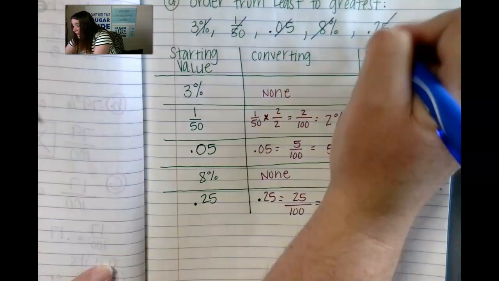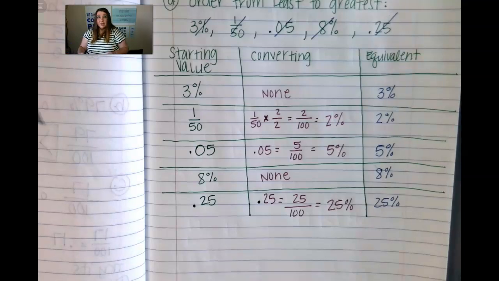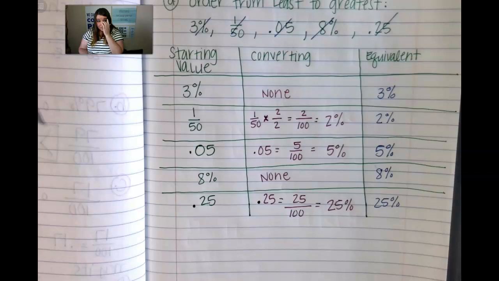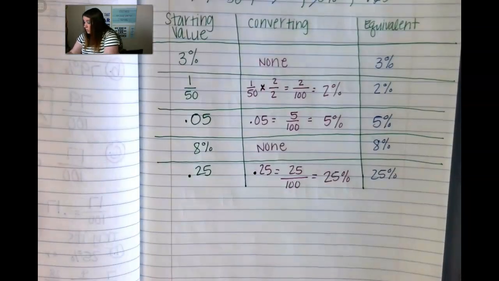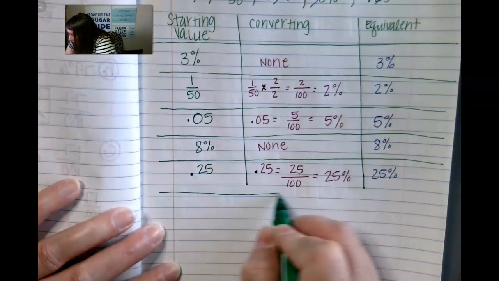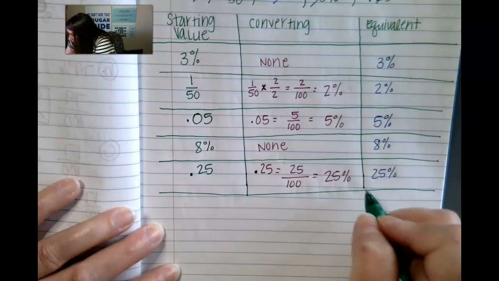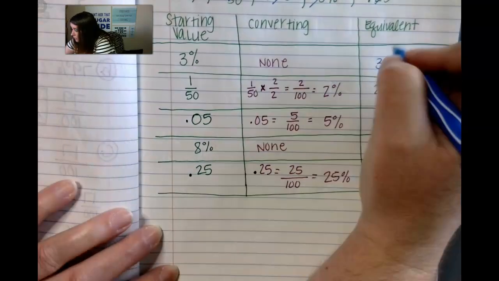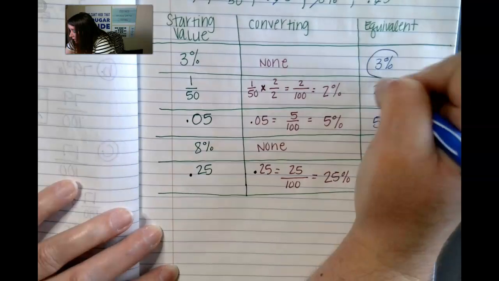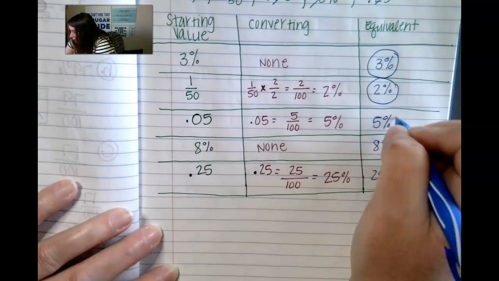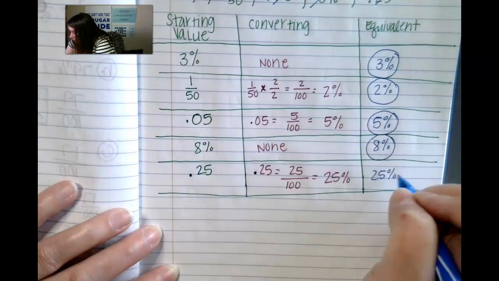Okay, now I am ready to answer the question of ordering from least to greatest. We had to do a ton of work in order to be able to answer this question. But now we can, because we have all of our equivalent percentages over here in this column that we can use. So here's the things that I am going to be comparing.